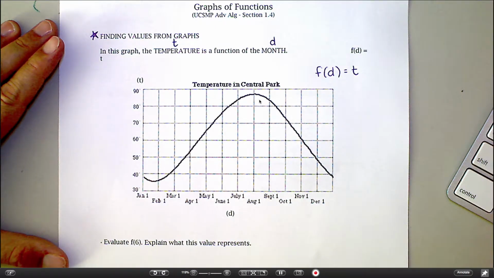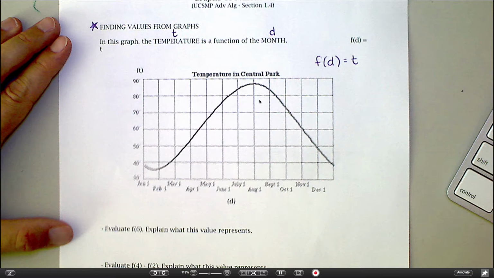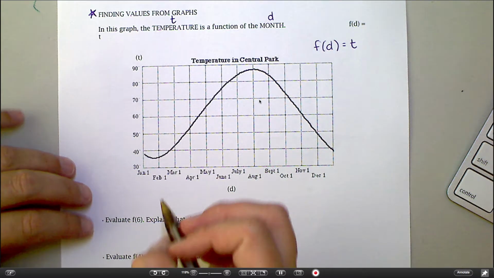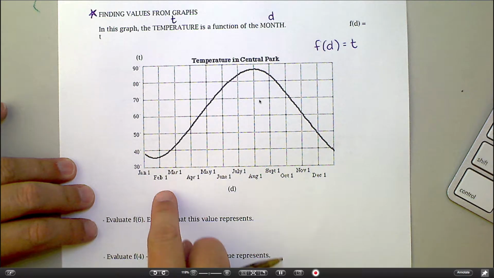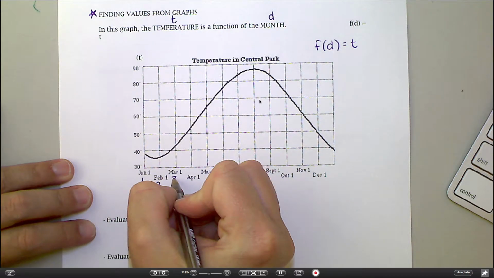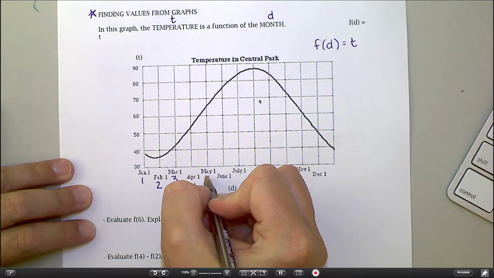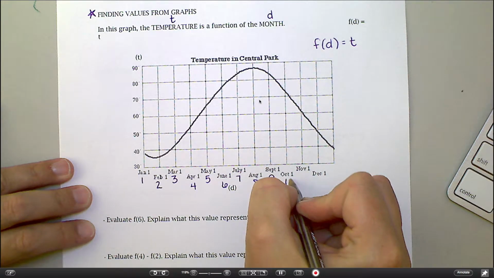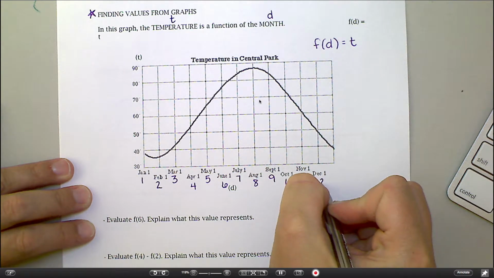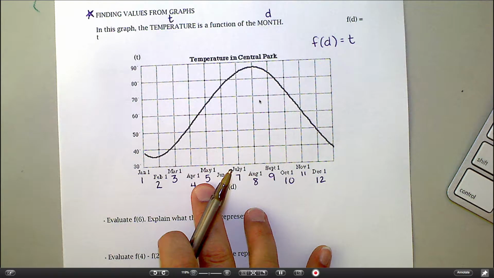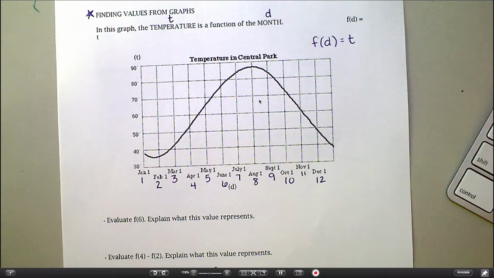Now, the one thing that I would like to do on this example, and I wish that I had done it before I copied it for all of you, is instead of calling these January, February, March, just so we're working in number land, I'm going to number the months, okay? And so then later on in the problem when I refer to 5, that refers to May, okay?